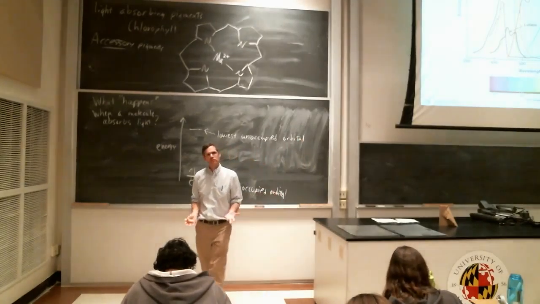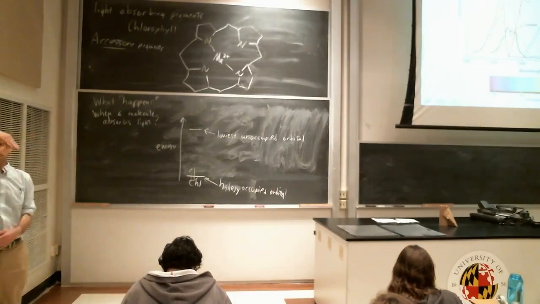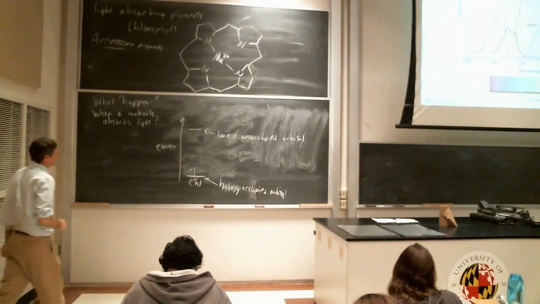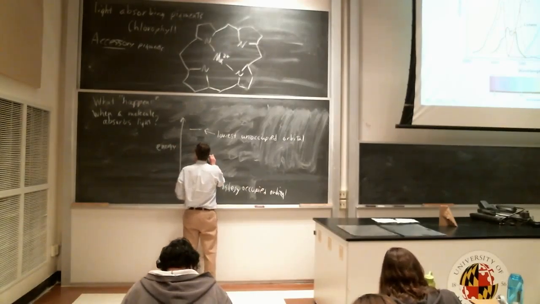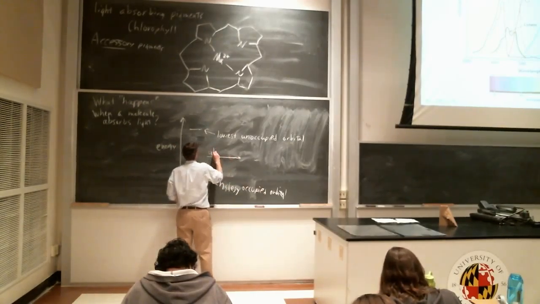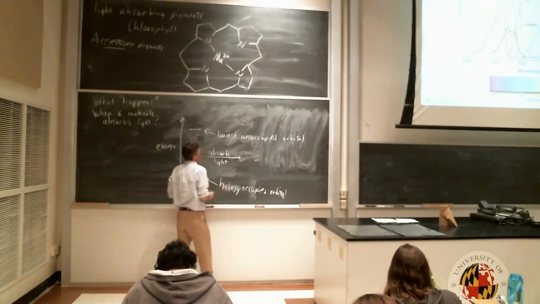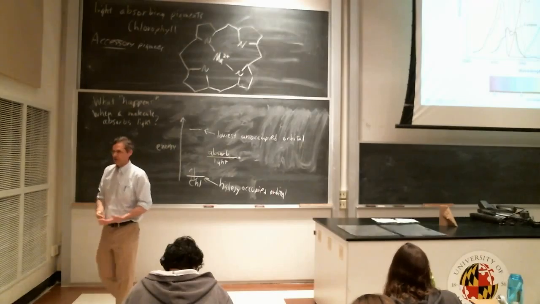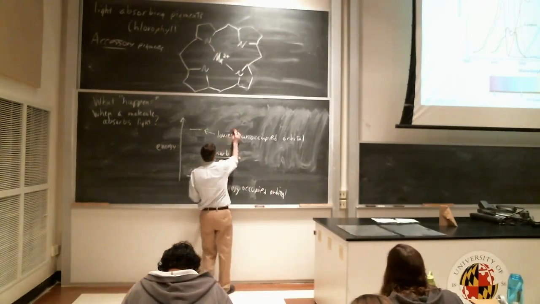At room temperature, all of the electrons are in their ground state orbitals. They don't have enough energy to get up into these higher energy orbitals. But if the molecule absorbs visible light, the photon of light, of course, carries energy, and so that can be enough energy to excite the molecule.